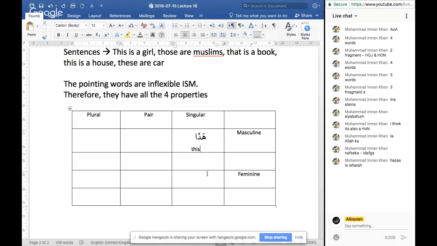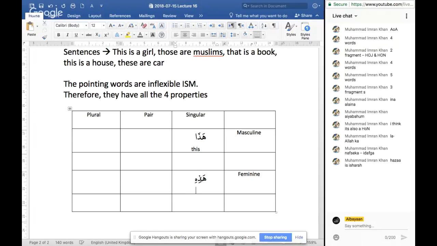The opposite of haza in feminine is hazihi. Let me write it here. Hazihi. And what does hazihi mean? It means this as well. But in this case, it is feminine, isn't it? In the haza case, it's masculine. I don't like to write F because it's written in front of feminine. So you understand? Haza and hazihi. These are the singular, masculine and feminine forms. Haza, hazihi.